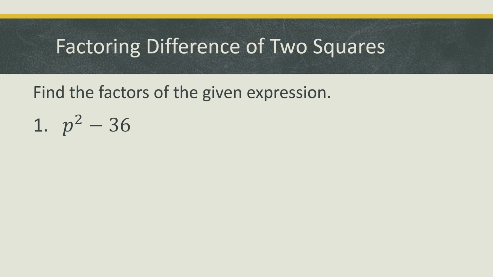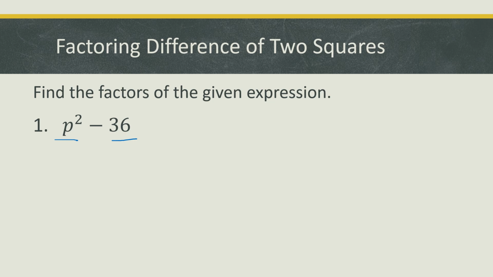Let us try an example. Find the factors of the given expression p squared minus 36. Note that if you're going to use this technique, make sure that your first term and your second term are perfect squares. Like p squared is a perfect square and 36 is also a perfect square.